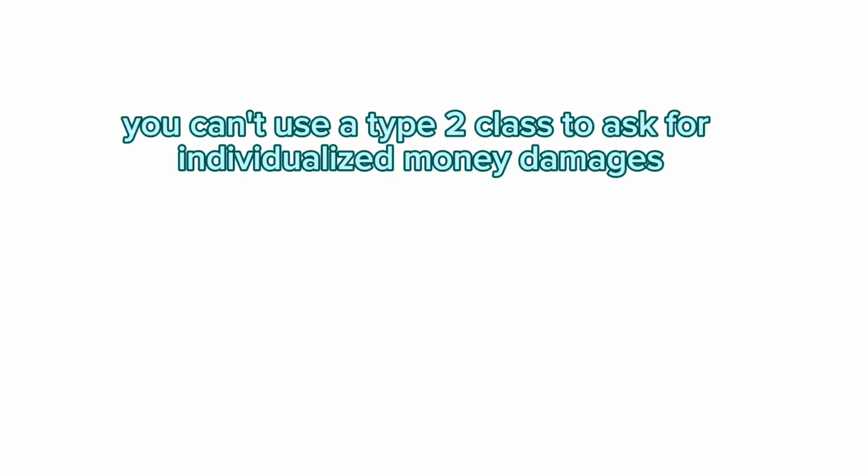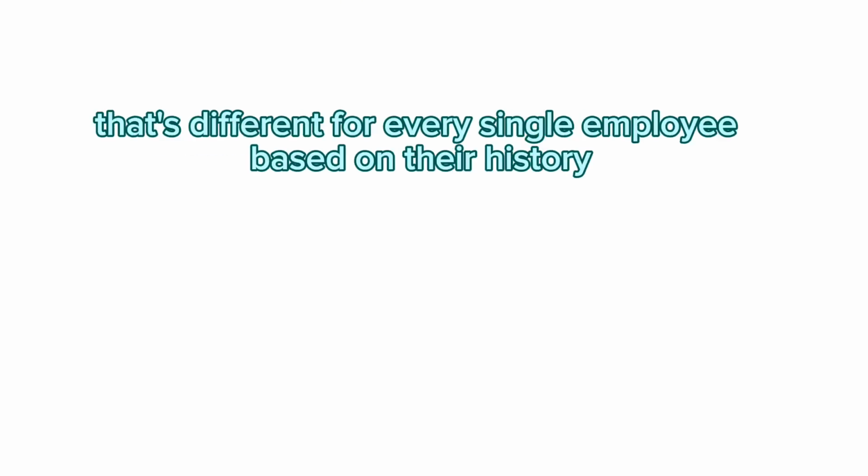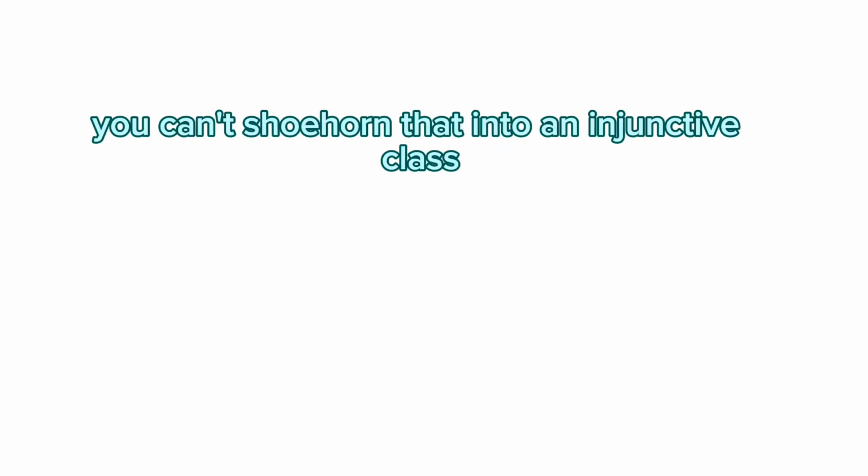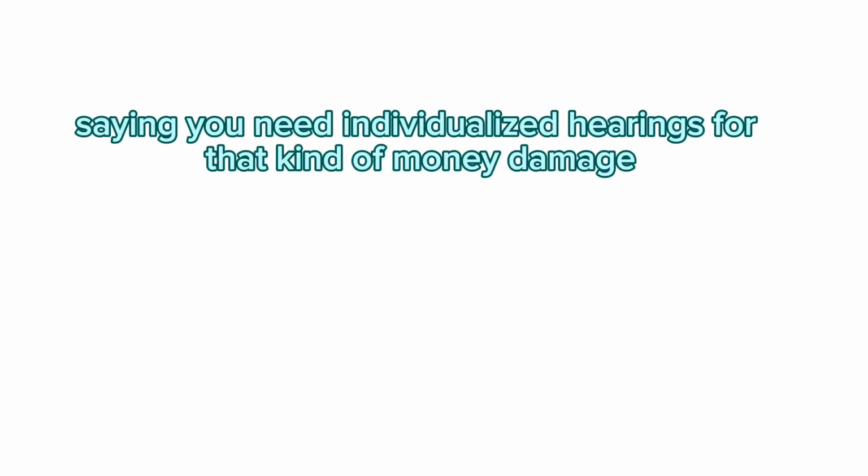The text mentioned the big Supreme Court case, Wal-Mart v. Dukes here. That was a massive gender discrimination case. Yes. And that case clarified that you can't use a Type 2 class to ask for individualized money damages. If what you really want is back pay that's different for every single employee based on their history, you can't shoehorn that into an injunctive class just because it's easier to get certified. The Supreme Court shut that down, saying you need individualized hearings for that kind of money damage.